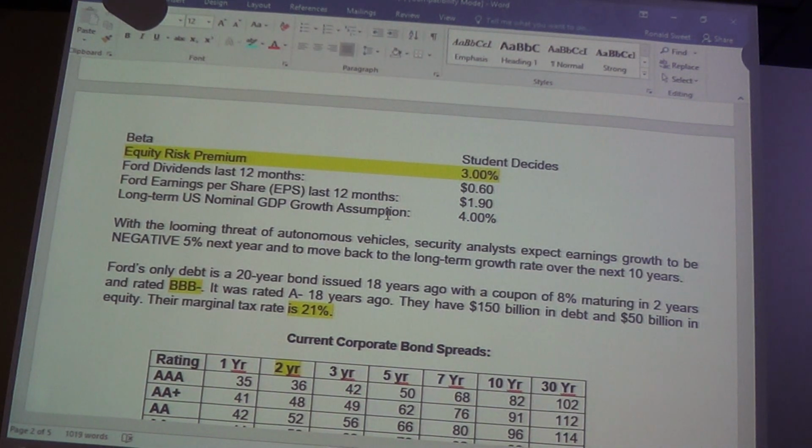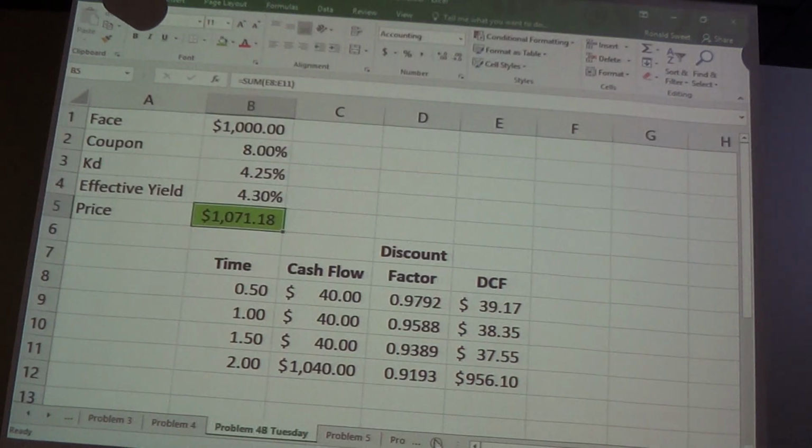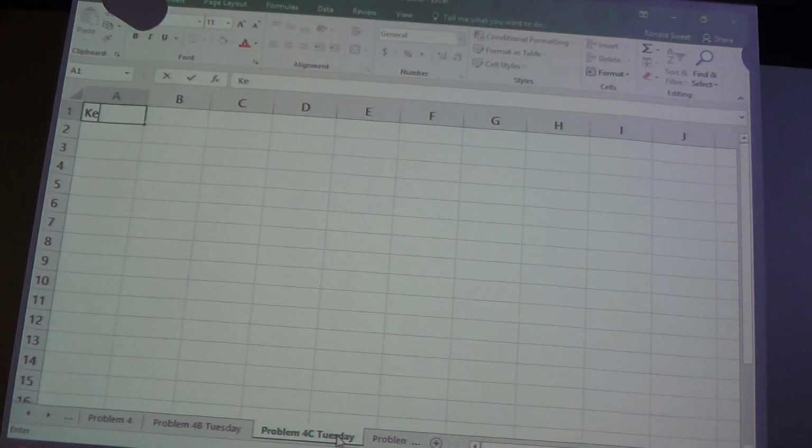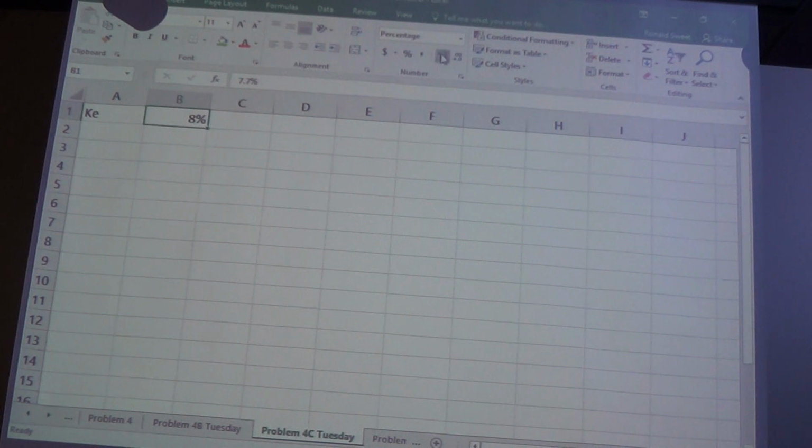All right, so the value of the stock is going to Excel. So what do we need? We need a discount rate. We already figured that out, right? We figured that out in question A, 7.7%. Yours might be different if you use a different beta.